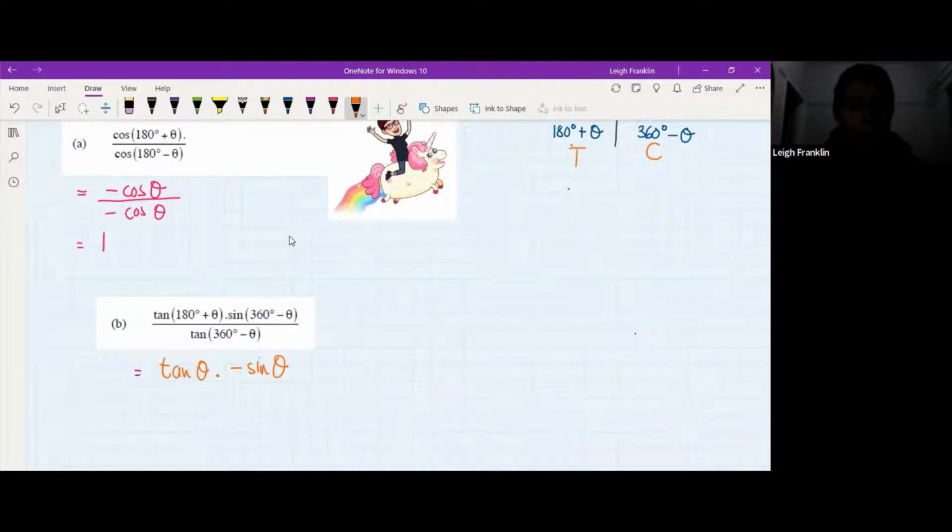We divide by tan 360 minus theta. Keep going, Neo. Tan 360 minus theta is on the fourth quadrant and simply means it's going to be negative tan theta. Beautiful. That's perfect, Neo. Well done.